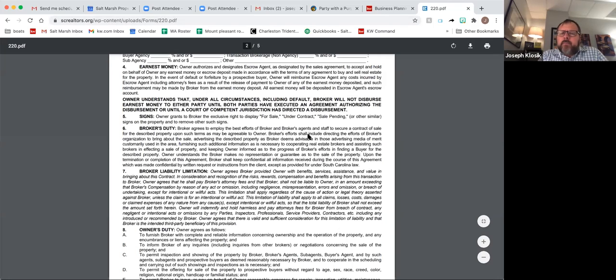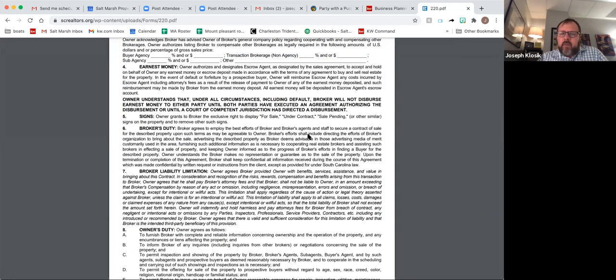I agree to employ the best efforts of my brokerage and my agents and staff to secure a contract of sale for the described property. This includes direct efforts of the broker's organization to bring about the sale, advertising the described property as broker deems advisable, and those advertising media of merit customarily used in the area. Furnish such additional information as is necessary to cooperating real estate brokers and assisting the brokers in effecting a sale of the property.